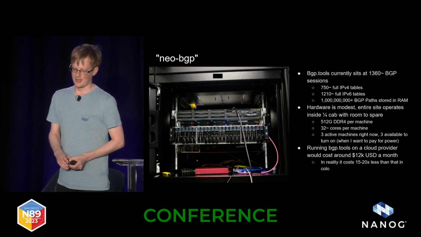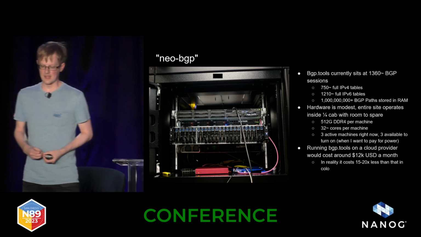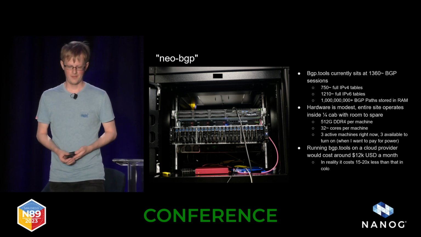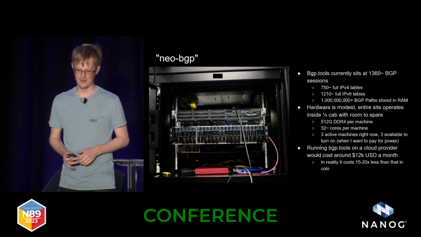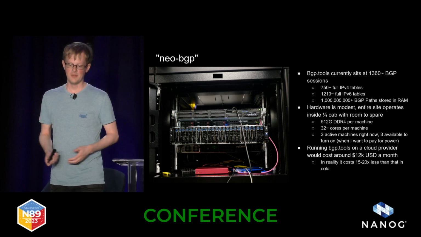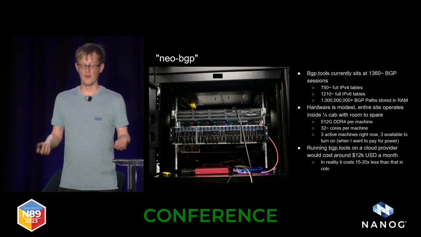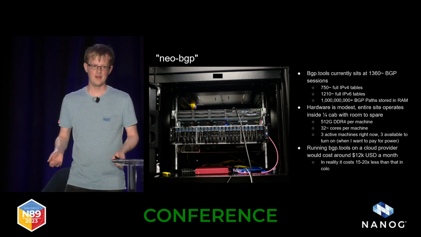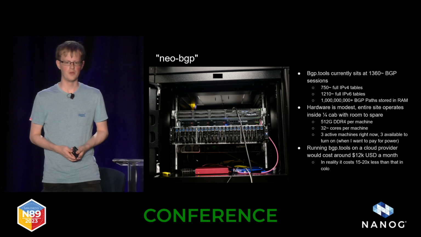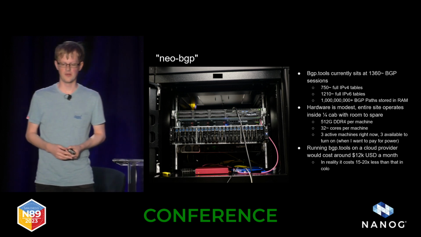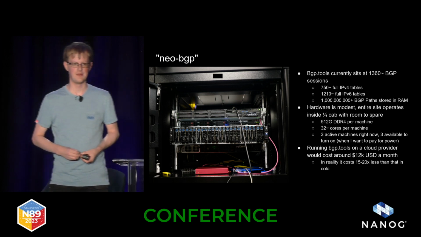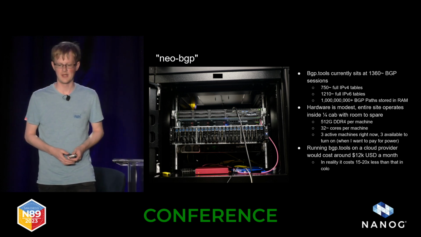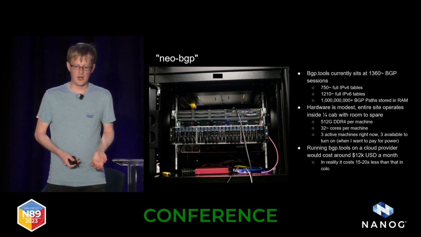This allows bgptools to hit what I would call pretty decent levels of scale. bgptools currently sits at plus or minus 10 or 50, because I submitted these slides a while ago, but bgptools at the time of writing has about 1,360 BGP sessions established. That comes out to around 750 full IPv4 tables and 1,210 full IPv6 tables, which totals about 1 billion BGP paths stored in RAM and ready to access in real time. While doing that, however, the hardware is extremely modest.